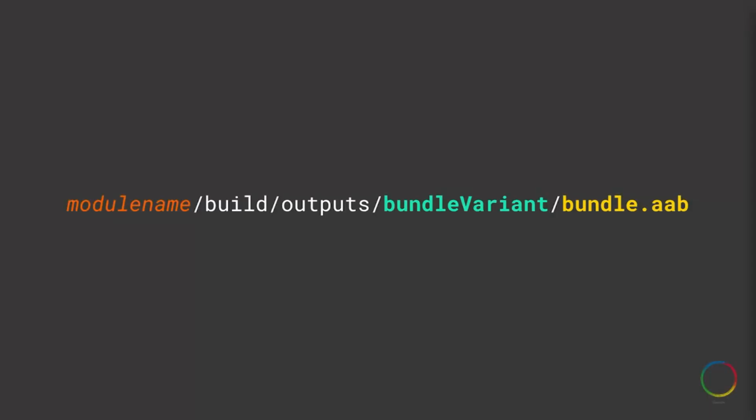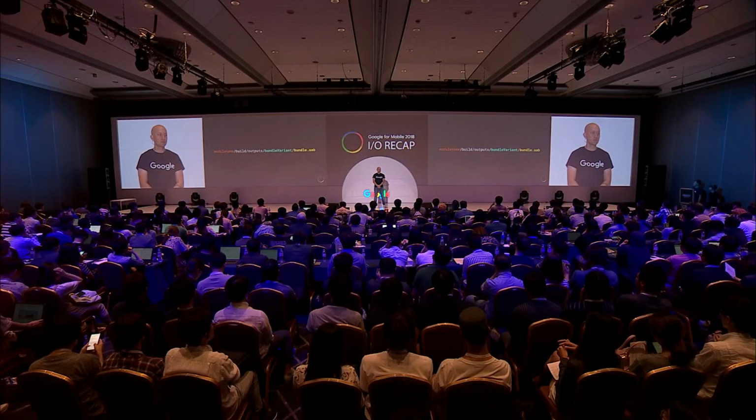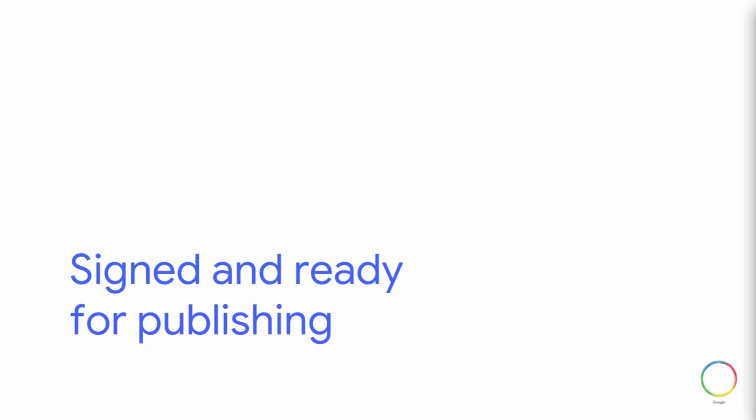The bundle tasks will generate an Android app bundle in the output folder with the flavor and build type that you selected. Note that the build artifact is called bundle.aab. Bundle tasks are compatible with signing configs in your build.gradle files, of course. And so a single Gradle task can produce app bundles that are signed and ready for publishing.